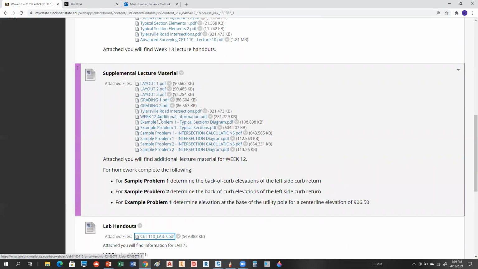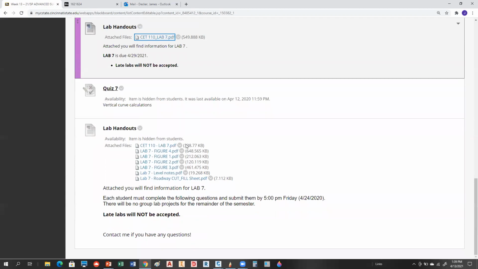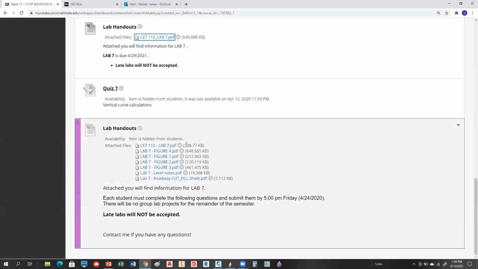I've got things in here about calculating intersections and designs and all that stuff. So this stuff's going to really help you if you bother to delve into it, okay? And I will probably be doing another quiz. We probably won't have time to do it Thursday, but I'll probably set it up so that it'll be available on the weekend, okay?